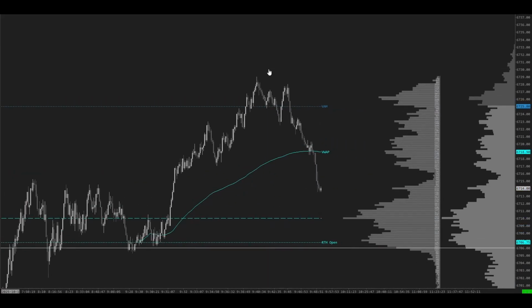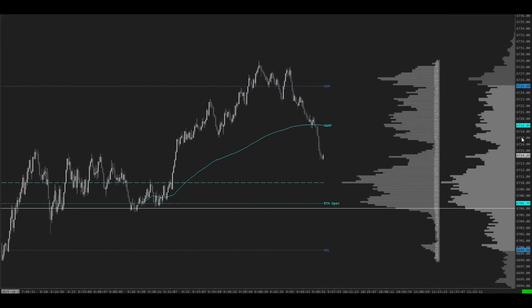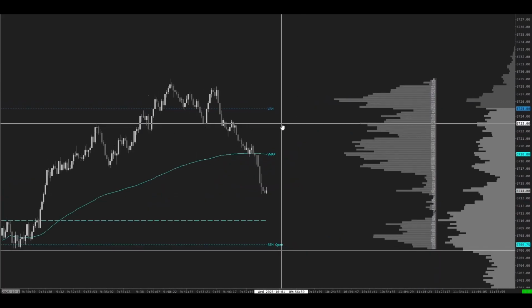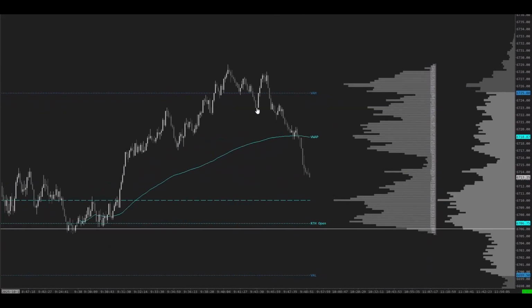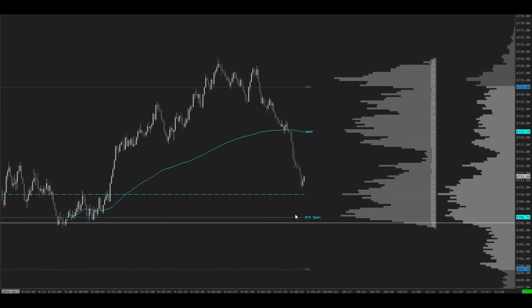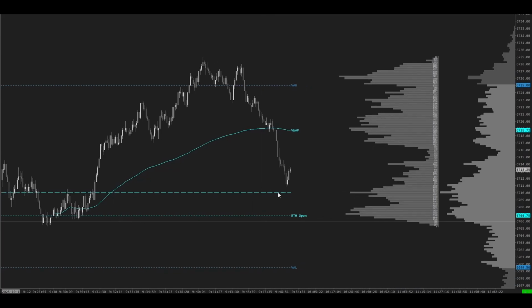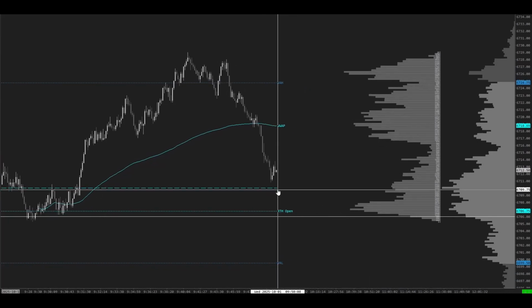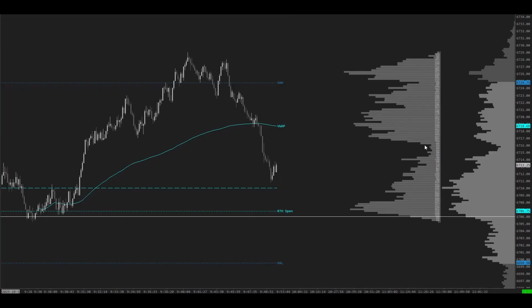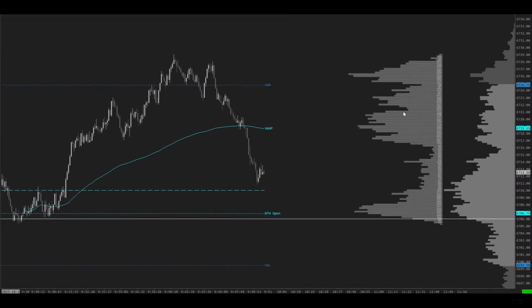Okay, so it fell back down below value area high, so micro level control is bearish right now, but we're coming down into the POC, this dashed line, and RTH open. The RTH open is what I'm really curious to see here. And we have this LVN here. This is the visible range profile.